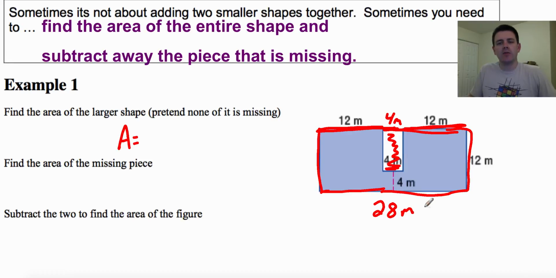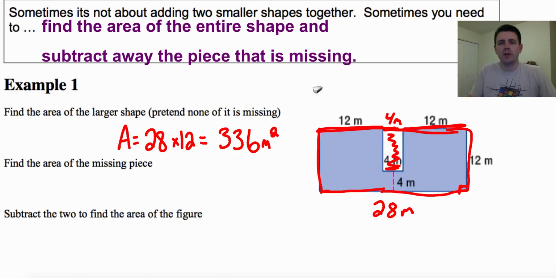My height is that vertical distance, so look for that right angle between them. That's 12. So I want to do 28 times 12. If you're not sure, go ahead and do a multiplication problem off to the side. But we should get 336 meters squared. That's the area of the whole thing.